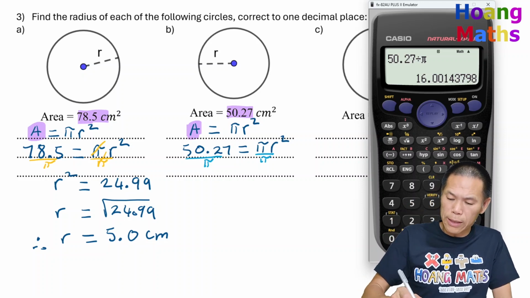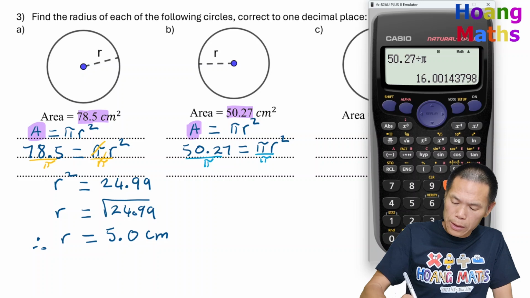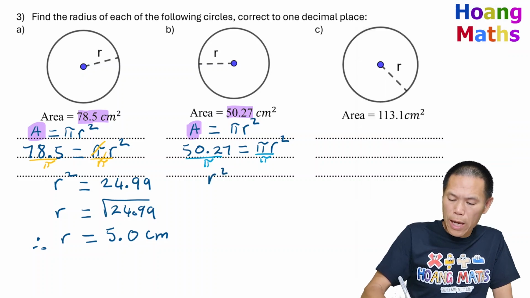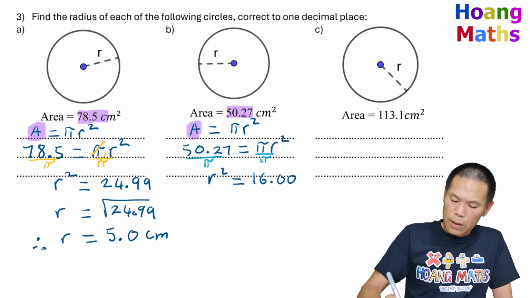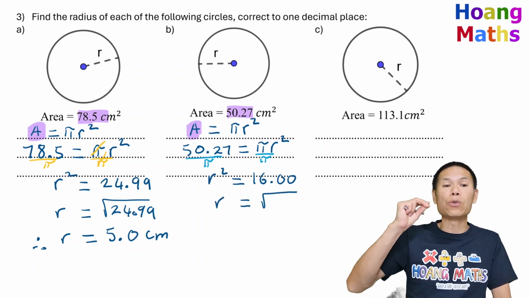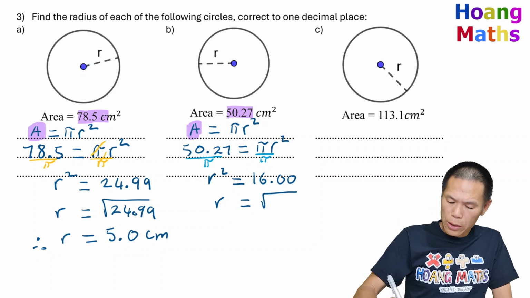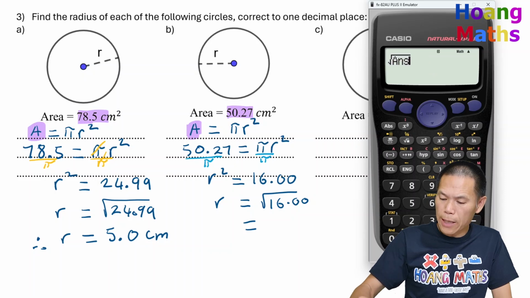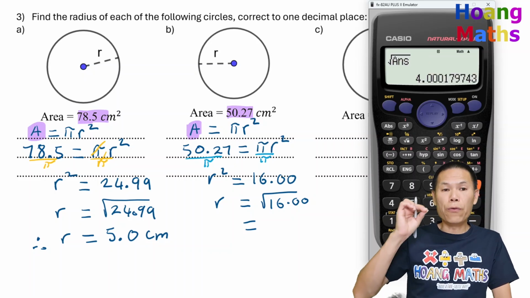So let me just write this down. So r squared is 16.00. So now r equals the square root of that, okay? The opposite of square is square root. So 16.00, that is square root, answer equals 4.0.